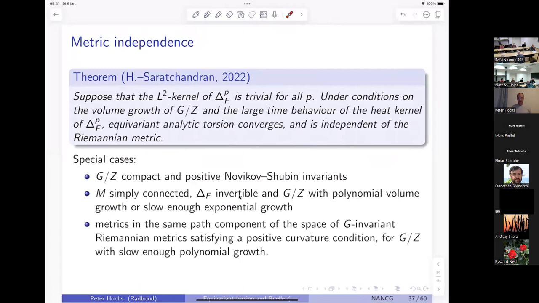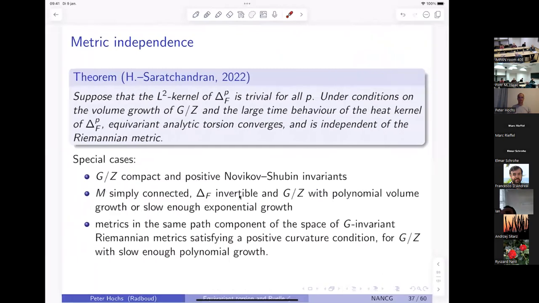Now, there are some special cases where this is all true. The case where G mod Z is compact is fine. We only need these Novikov-Shubin invariants to be positive, which you also need in the previous settings where this was considered. There's another special case where M is simply connected and the Laplacian is actually invertible, rather than just having trivial kernel, under some volume growth conditions on G mod Z, like polynomial volume growth or some slow exponential volume growth. This is also true. And this is a bit vague, but if you have two metrics in the same path component of some space of metrics with a certain curvature condition, this is also true. So it's a subtle thing to have metric independence, but in any case, for G mod Z compact, this is good, and torsion doesn't depend on the metric. For G mod Z not compact, it's more subtle and needs more subtle conditions.